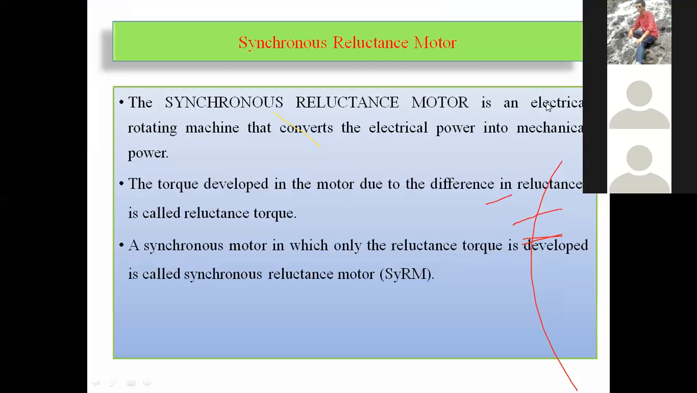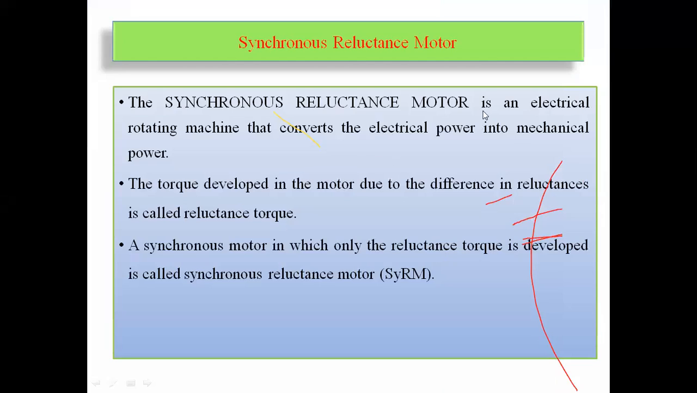The synchronous reluctance motor is an electrical rotating machine that converts electrical power into mechanical power.